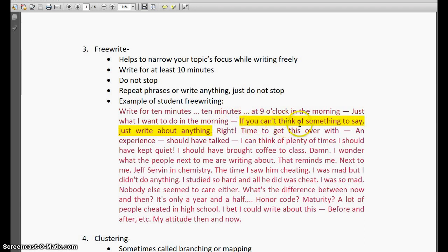If you can't think of something to say, just write about it. Just write about anything. Repeat yourself if you have to. The point is eventually more ideas will come as you keep writing. Be relaxed. Don't worry about grammar. Don't worry about punctuation.